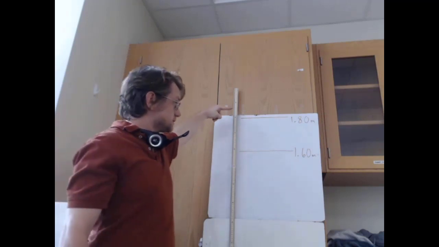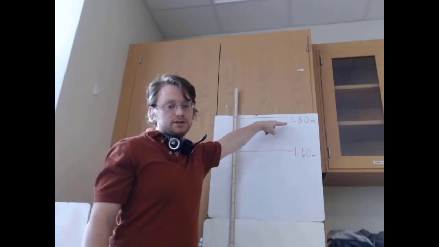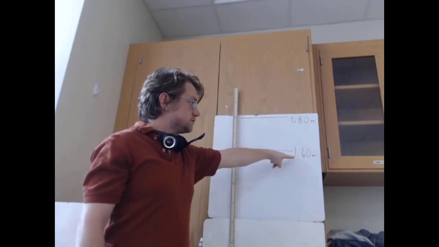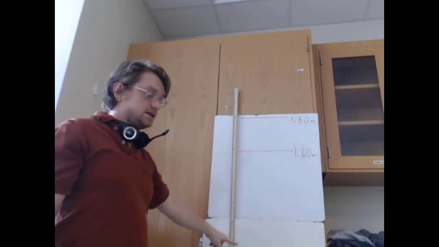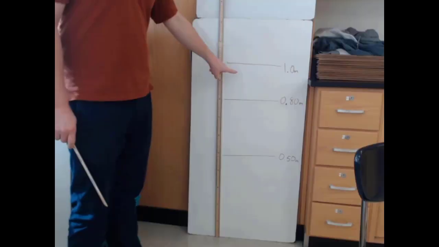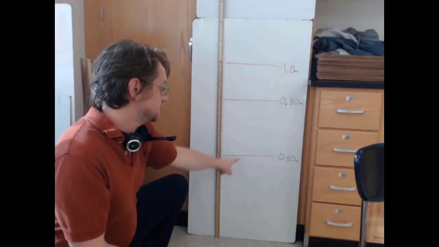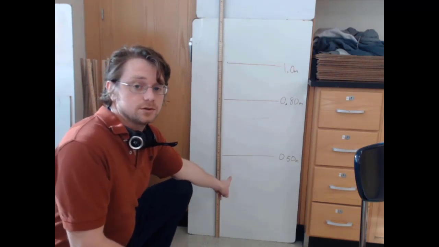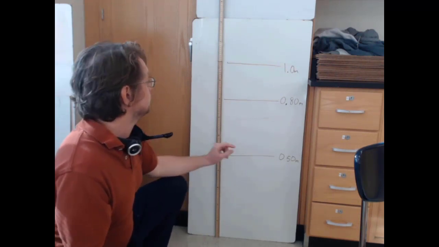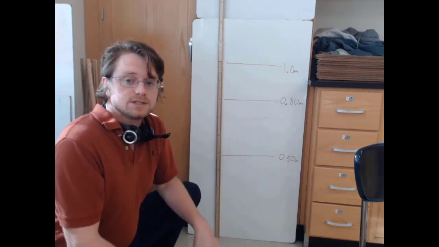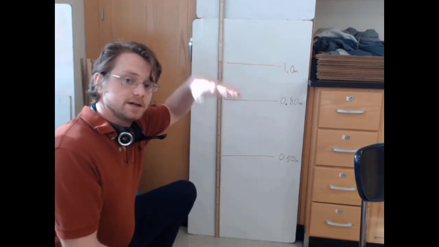At the very top is the tallest height, which is 1.80 meters. The second highest height is 1.60 meters. The next height is further down below, 1.0 meters. Then we have 0.8 meters, and then at the very bottom, the lowest height is 0.5 meters, only half a meter. We'll drop the ball from each height and then look at the video to see exactly how far it bounced back up.